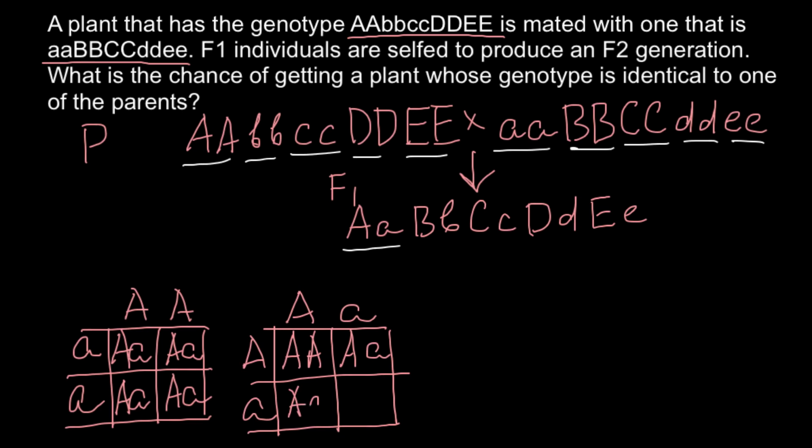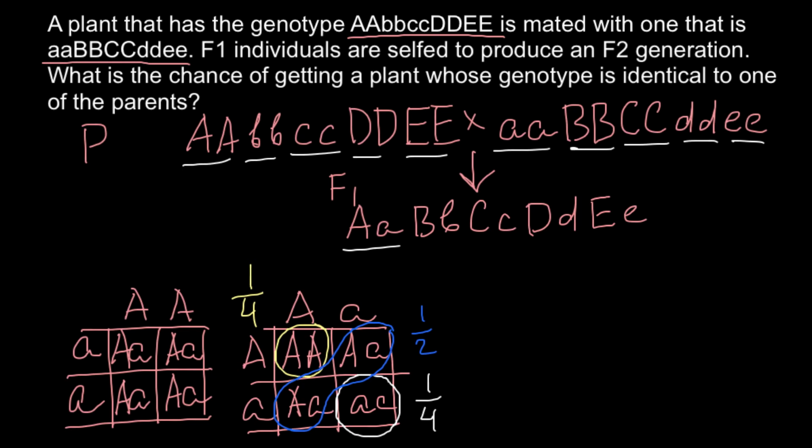And as you see, the chance that we are going to get a homozygous recessive genotype in the F2 generation is going to be 1 out of 4. The chance that we are going to get a homozygous dominant genotype would be 1 out of 4. And the chance that we are going to get a heterozygous genotype, like in the parents, would be 1/2, or 2 out of 4. And 1/2 is the same as 2 out of 4.